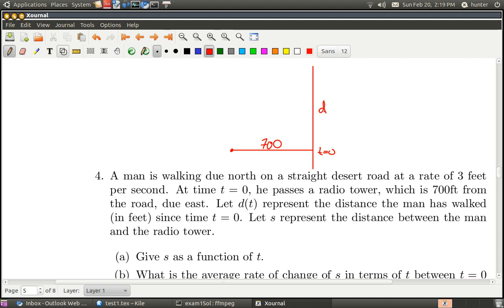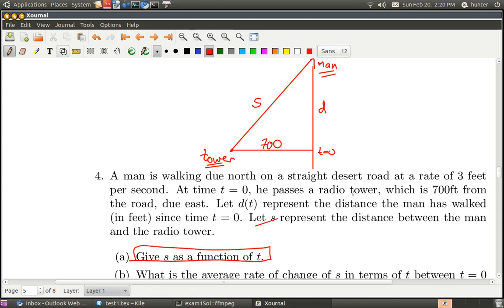So we're going to make a triangle here. This side is going to be d. s is the distance between the man and the radio tower. Just to make things a little more clear, let me say that this is the man, and here's the tower. We're interested in the distance between those two things, which is s. And the goal here is to give s as a function of t.